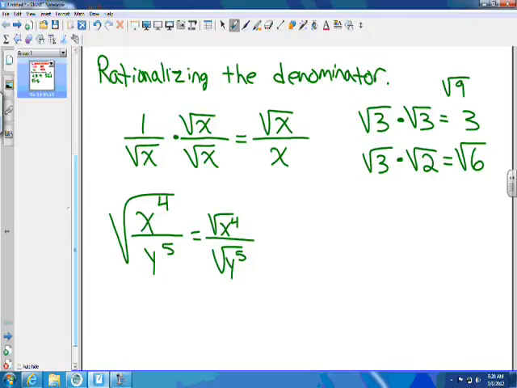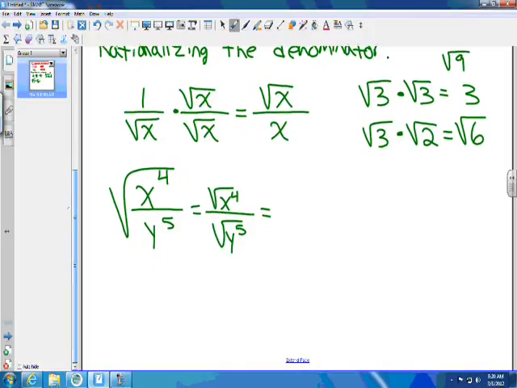The top one we can simplify easily. What does that give us? X squared, no radical. On the bottom, we've got to use the rule we learned up above, because you can't divide 5 by 2. What can you divide by 2? 4. So that's going to leave you with y squared. What else? Y squared, square root y. So we've simplified both of those.